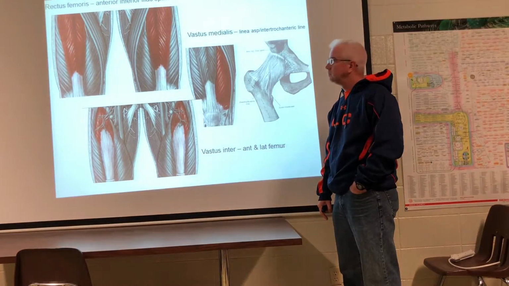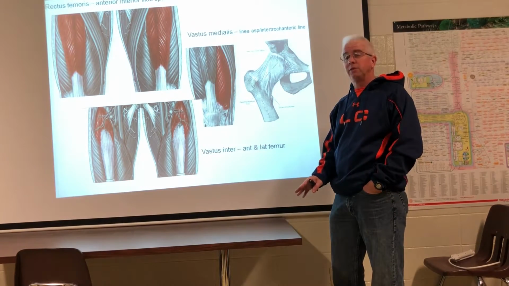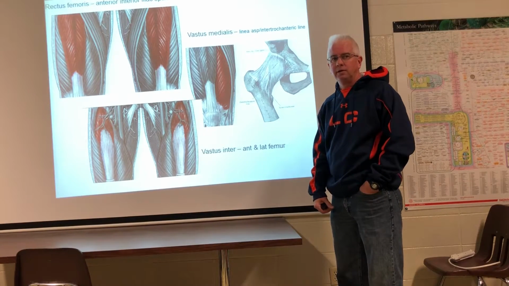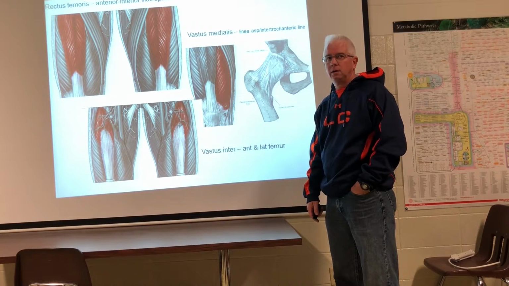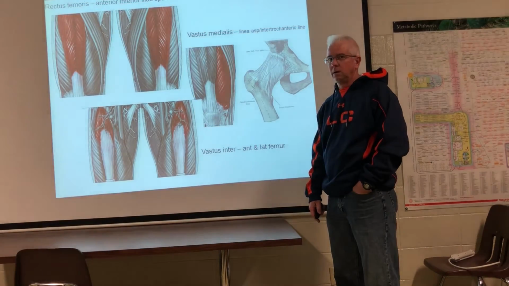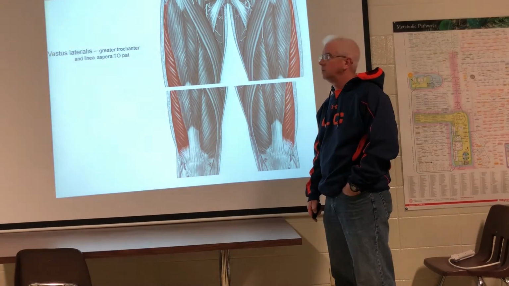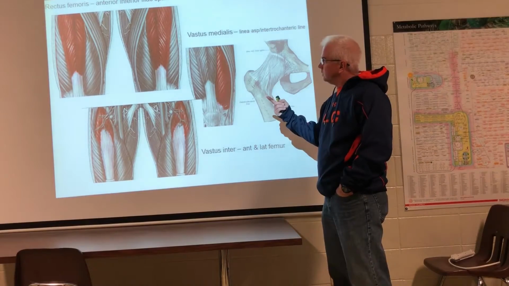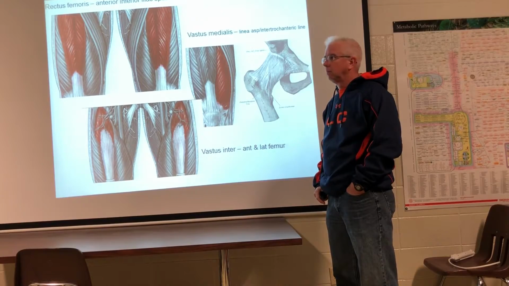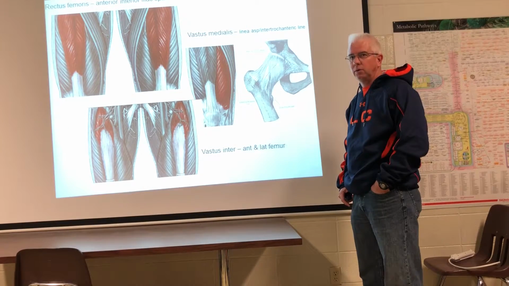Now, let me ask you a question. Of the four big muscles on the front of your leg, all of which get the femoral nerve, of those four big muscles that are there, how many of them attach to the hip? So here's the vastus lateralis, it's on the greater trochanter and linea aspera. The rectus femoris, the vastus medialis, and the vastus intermedius. How many of them attach to the coxa bone, the hip bone?